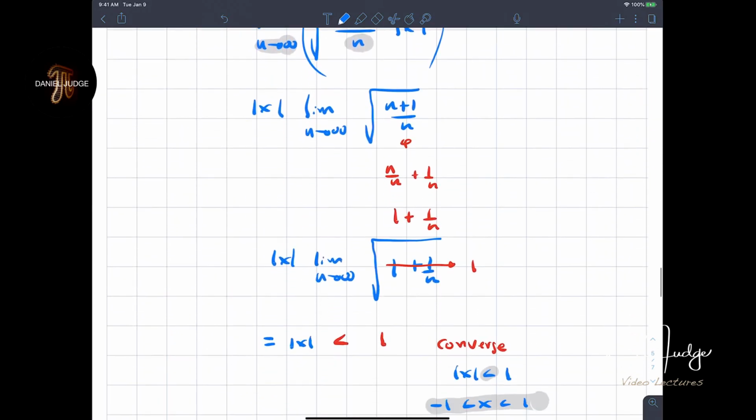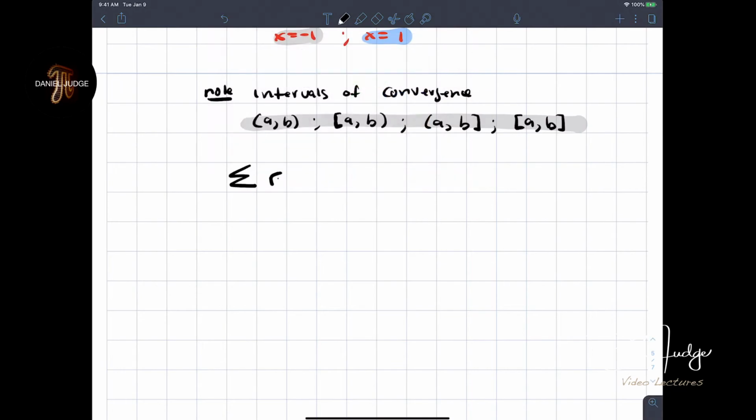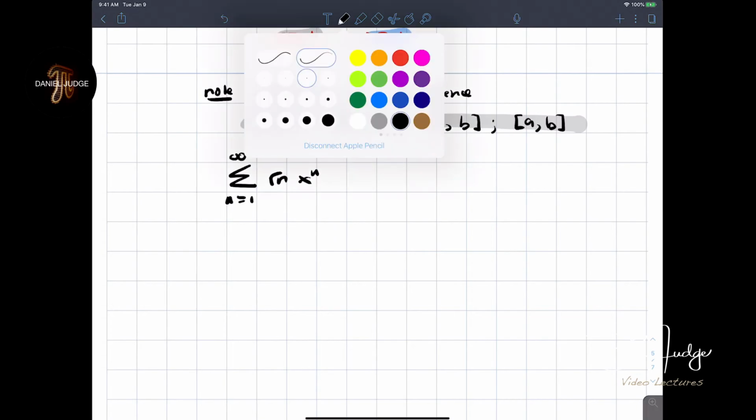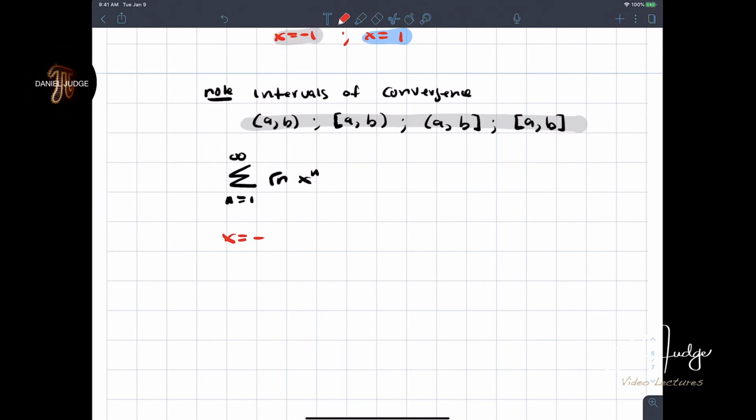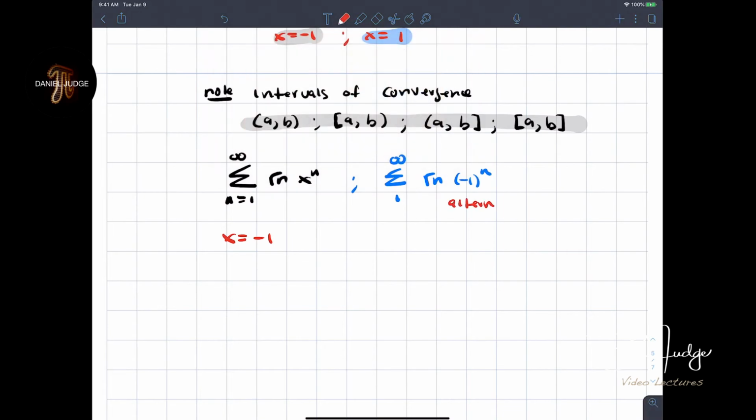So if I plug in the value, let me write it down here. The original series looks like this: the sum of square root of n, x to the n, where n goes from 1 to infinity. We're going to have to check when x is -1. And if we say, okay, what happens then? Well, we get this series here: the sum from 1 to infinity of square root of n, times -1 to the n. This is alternating. Because we have an alternating mechanism, right?